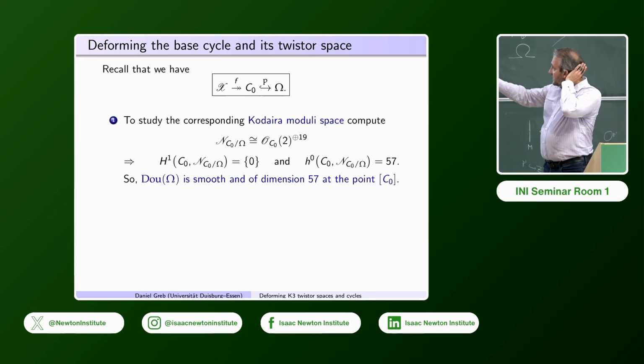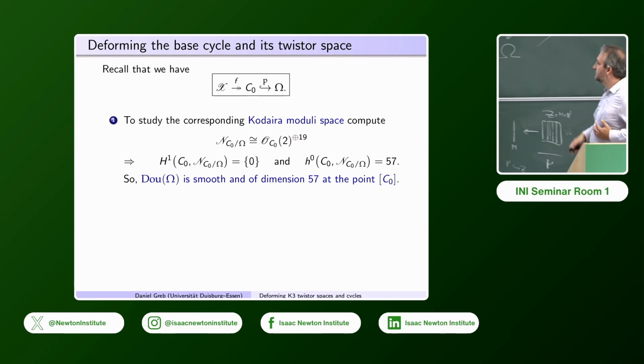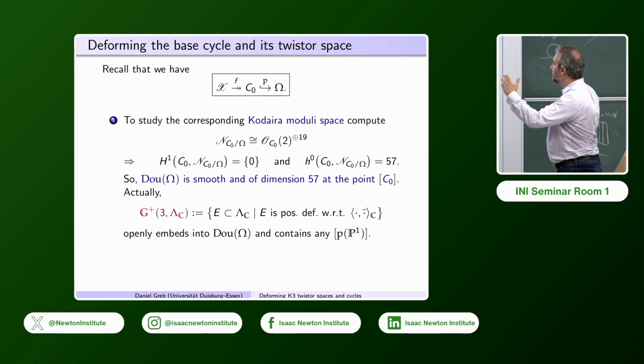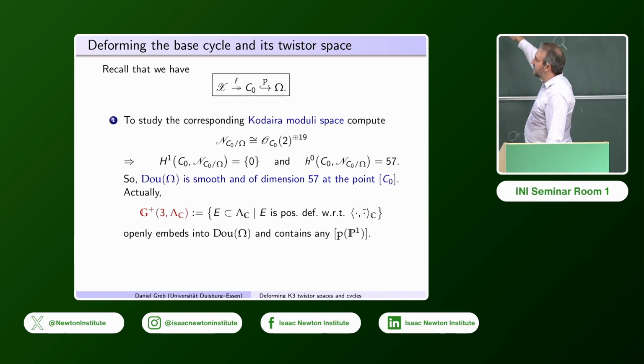Yeah, so this means the Kodaira deformation moduli space, which I call, because as a complex geometer I have to, Def of omega, where this is a point, is of dimension 57. Actually, somehow you get another idea how to deform this, and actually it's a very good idea.